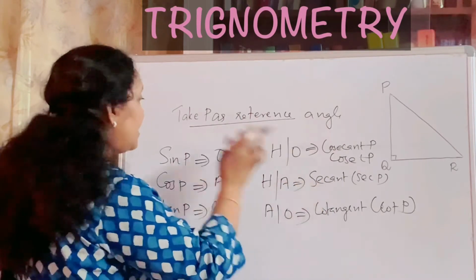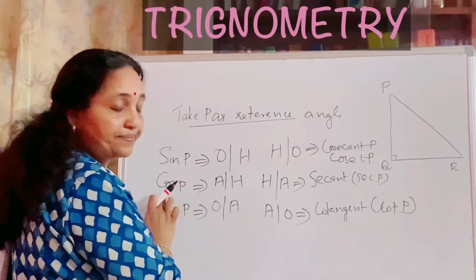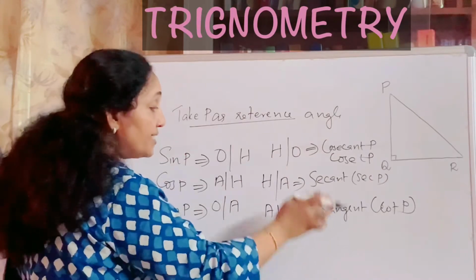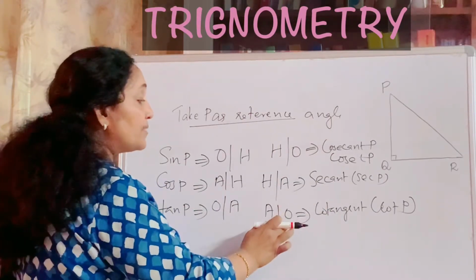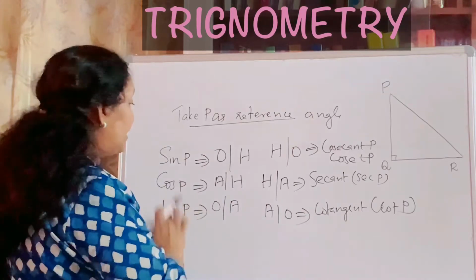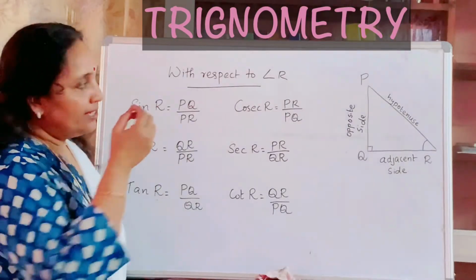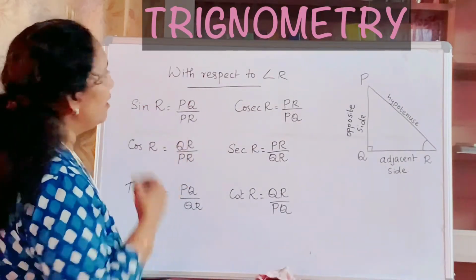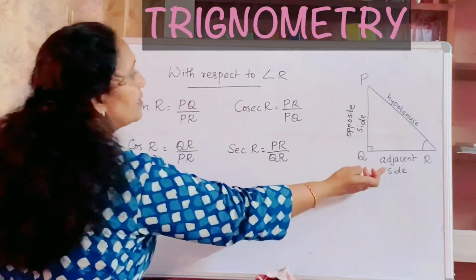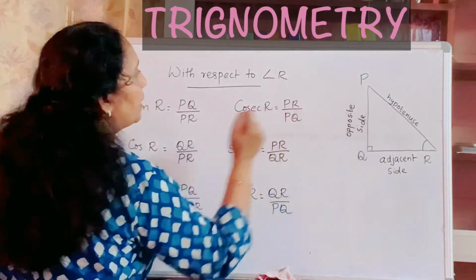That means that is the reciprocal of cos. Then cot is adjacent by opposite. That is the reciprocal of tan. Now look at the trigonometric ratios of angle R. In angle R, this is the adjacent side, opposite side and hypotenuse.